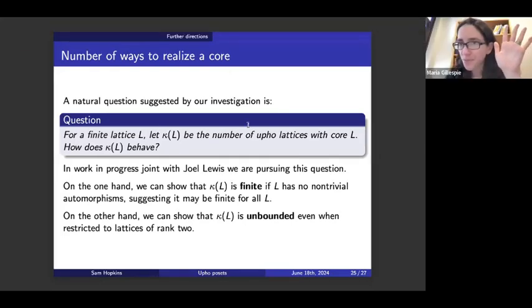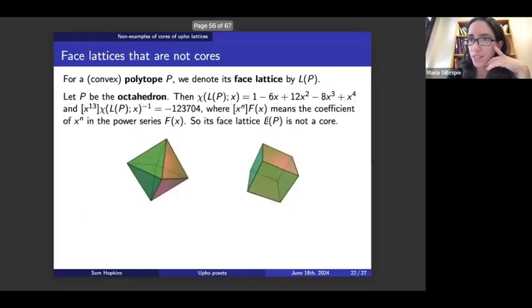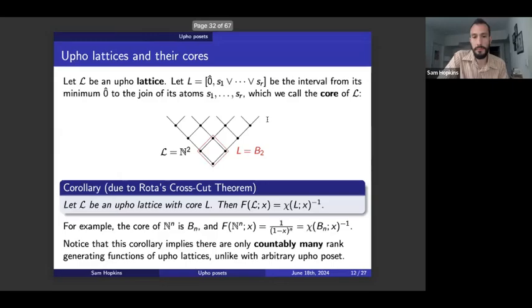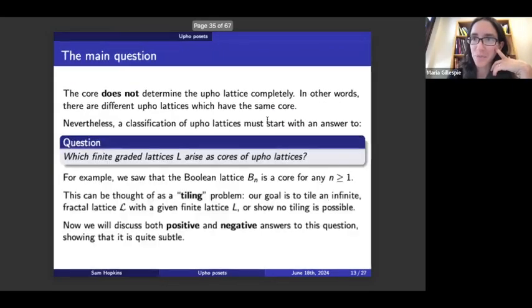I have a question. Yeah, Maria. So you mentioned that there are uncountably infinitely many of these Upho non-lattices, just posets, and that's why some of them have non-rational generating functions. So that's sort of an existence proof. But do you have an explicit construction of an Upho poset that doesn't have a rational generating function for these series? I'm curious what one looks like. How do you construct a really bad Upho poset?